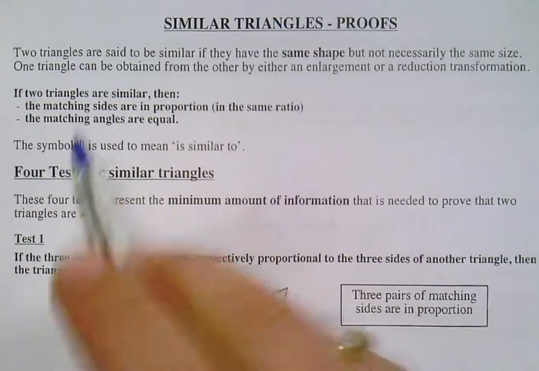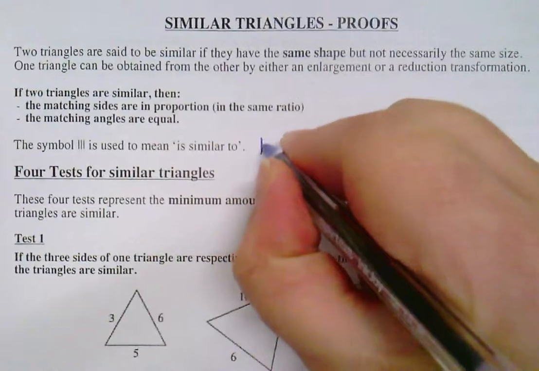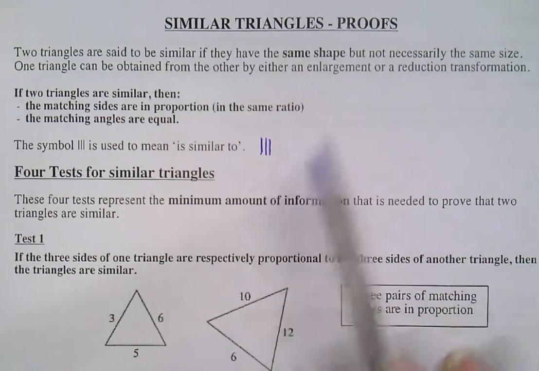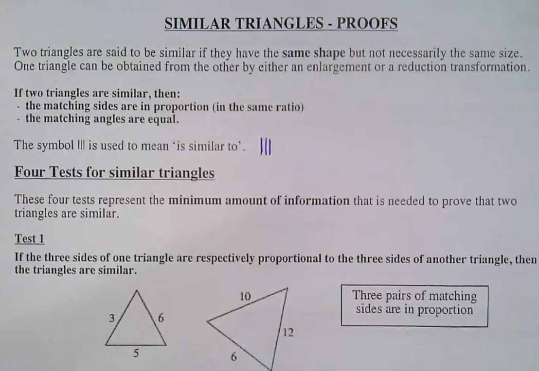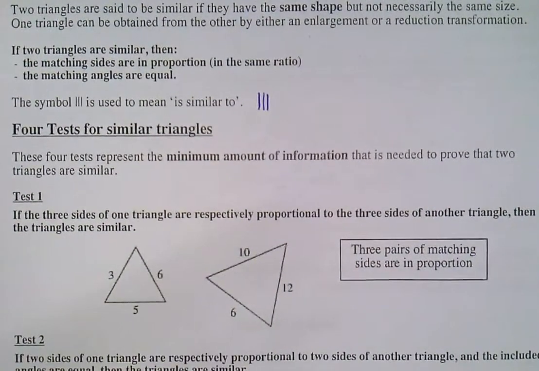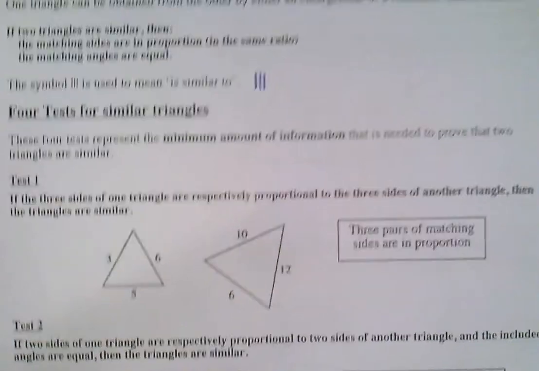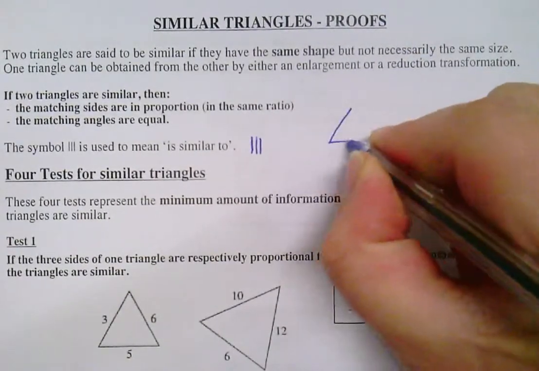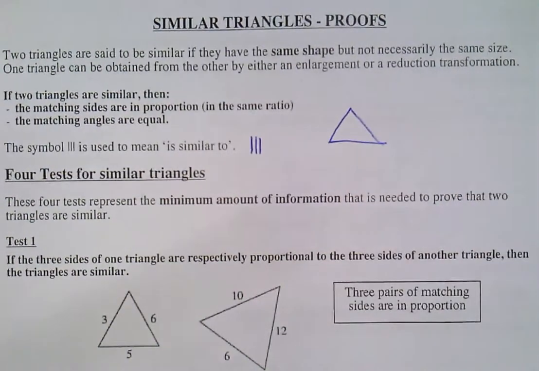The symbol that we use for "is similar to" is 3 vertical lines. The 3 horizontal lines are "is congruent to"; "is similar to" is the 3 vertical lines. So, just like there are 4 tests for congruence, there are also 4 tests for similar triangles. Now, I'll give you an example of 2 similar triangles here. We did similarity last year.